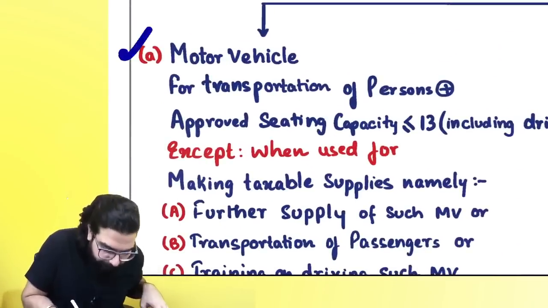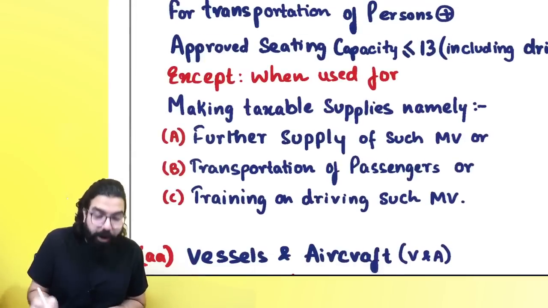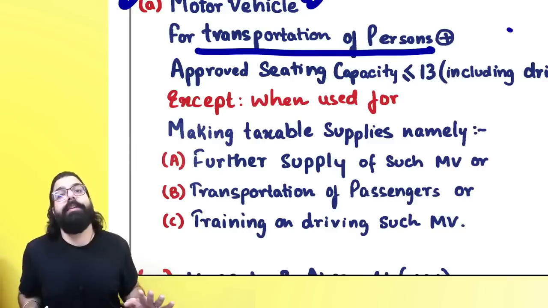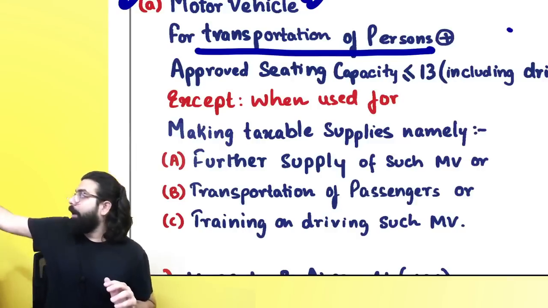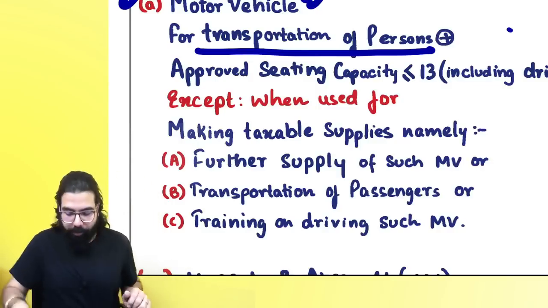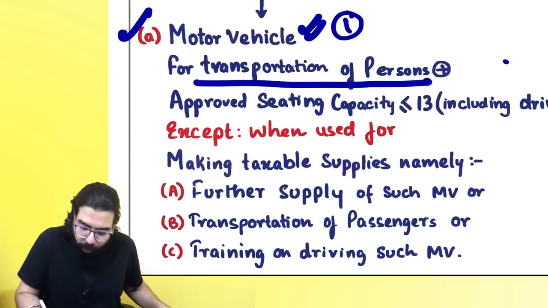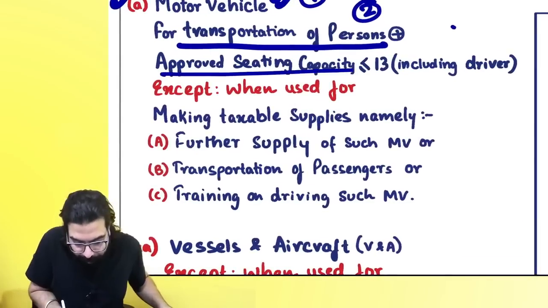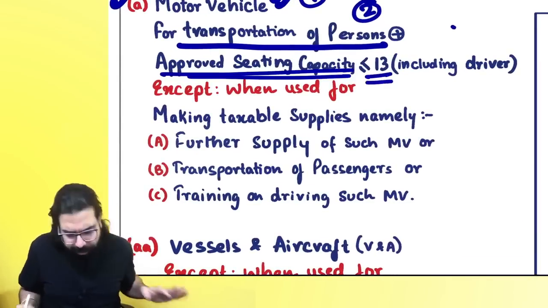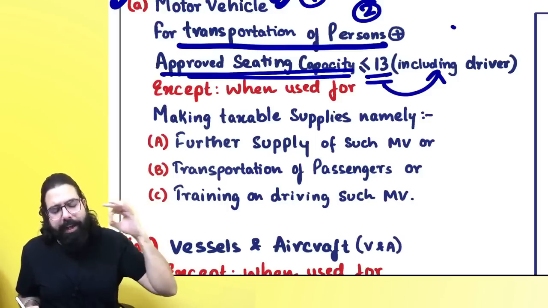Government told, number 1, section number 17.5(a), if you are buying a motor vehicle for transportation of persons, always remember one thing: unless blocked, all the credits are always allowed. Number 1, motor vehicle; number 2, for transportation of person; number 3, the approved seating capacity is less than or equal to 13, including the driver. Please be very careful in your exam.